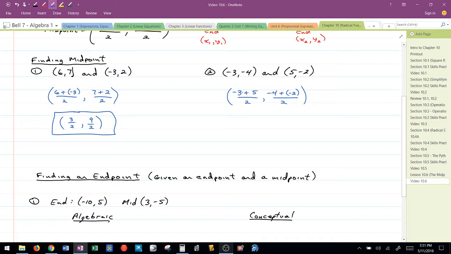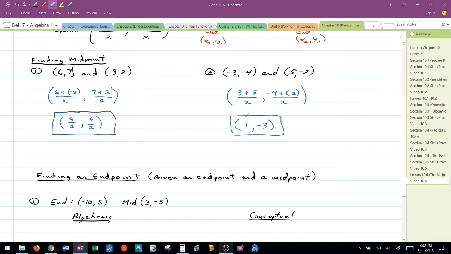I simplify. Negative 3 plus 5 is 2. Divided by 2, 2 divided by 2 gives me 1. Negative 4 plus negative 2 is negative 6. Negative 6 divided by 2 is negative 3. That tells me between those two given endpoints, this would be the midpoint.